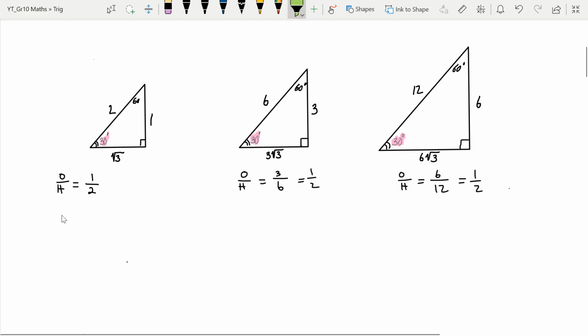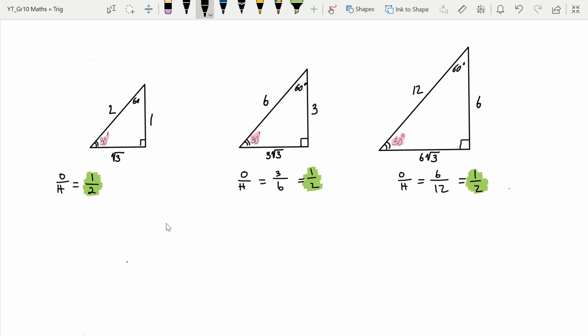So what can we gather from that? For these triangles, if my angle is 30, the ratio of the opposite over hypotenuse is equal to a half every single time. How can we use that? Now, if we make another triangle that is similar to this one, even if it is huge, we know that the ratio between the opposite and the hypotenuse will remain constant and it will be a half.